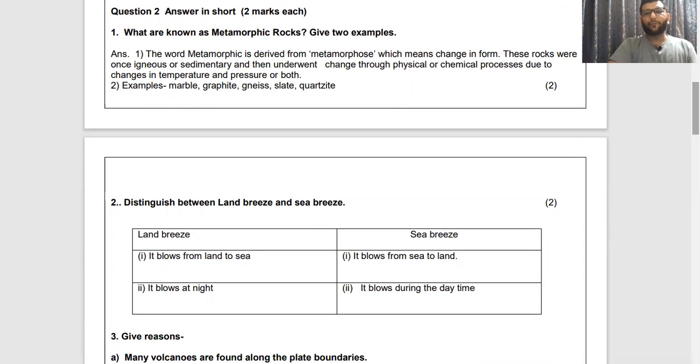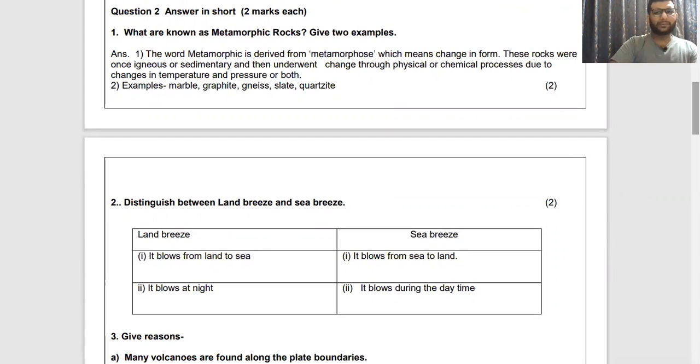The word metamorphic is derived from the word metamorphs, which basically means change in form. These rocks were once igneous or sedimentary, and they have undergone a change through physical or chemical processes due to changes in either temperature and pressure, or both of them. For example, marble, graphite, gneiss, slate, quartzite. Any of these can be considered. Give two examples and not more than 2; 2 is sufficient for this answer.